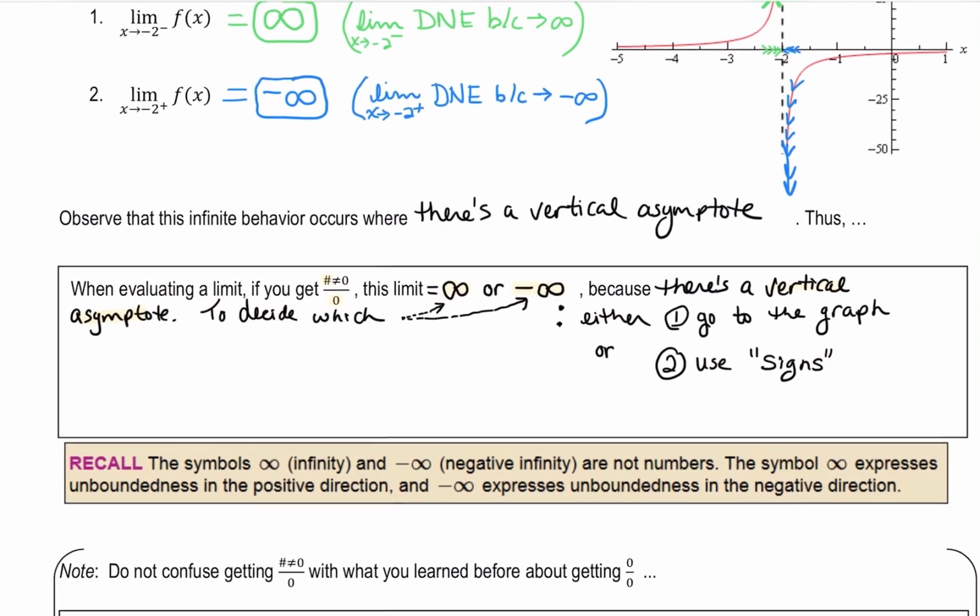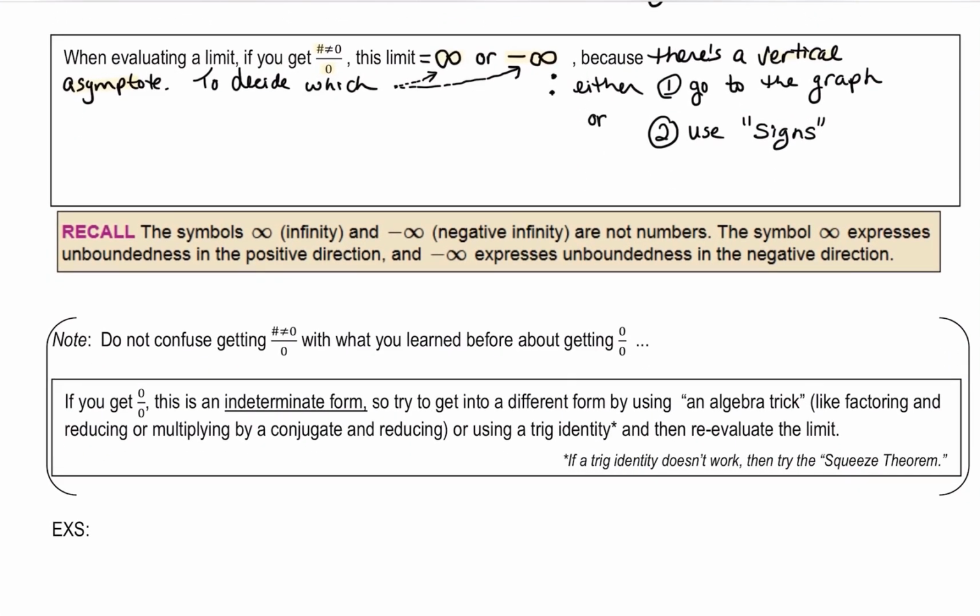Another thing just to be mindful of as we're going through here: don't confuse your non-zero number over 0 conclusion, meaning vertical asymptote, some sort of infinite answer, with what we did when we got 0 over 0. When we got 0 over 0, that meant it was indeterminate. The answer was not yet determined and we had to do some work to get there. So we can't forget what we know from before. So let's take a look at an example.